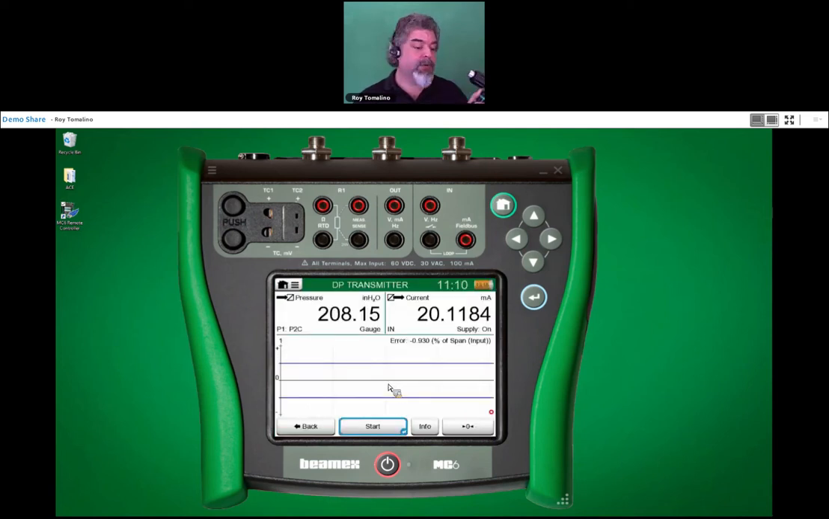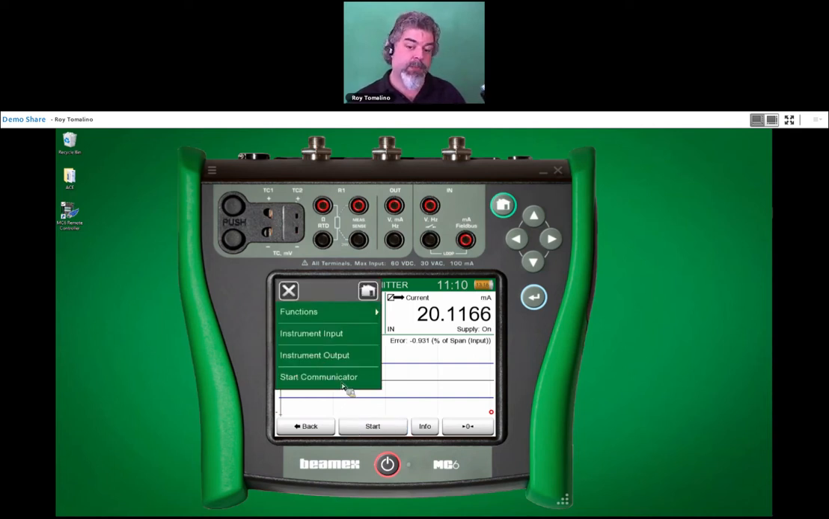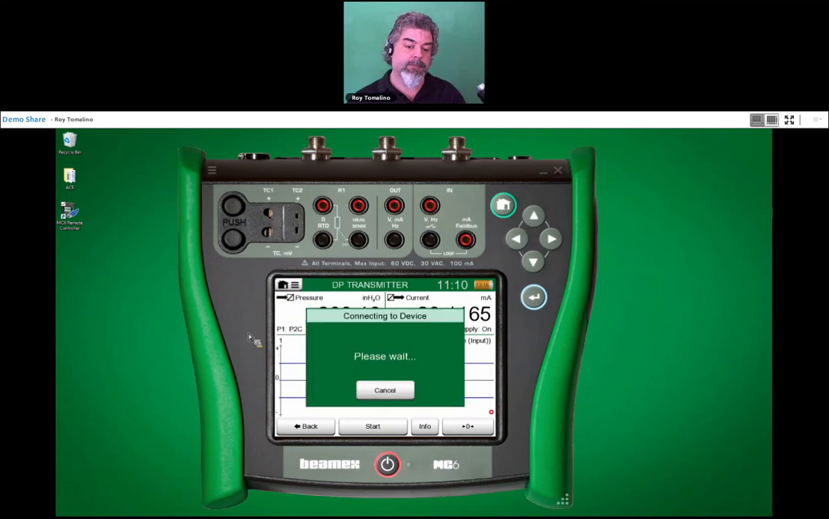So what do I do now? Now I need my HART screwdriver. Oh, that was a trick. So to calibrate HART, we use a communicator. And to do that, I'll click the secret button that's up on the top left. Start communicator. This is where we'll do any trimming.